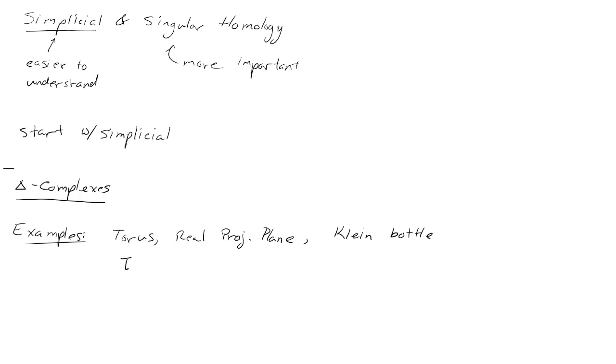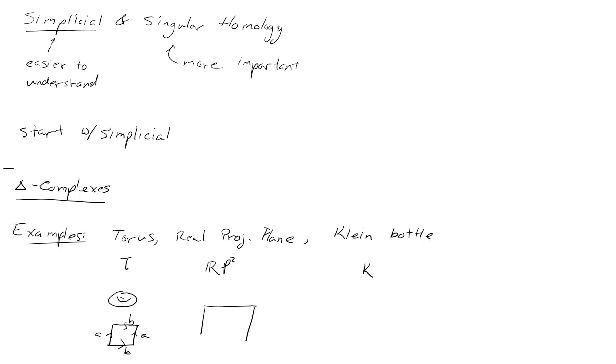So the torus is normally denoted as T, the real projective plane as RP2, and the Klein bottle as K. Now the torus is something we already know. That's just a big donut. But we can represent the torus, real projective plane, and the Klein bottle as a diagram on a square or a rectangle. So by associating the two ends with each other going in the same direction, both the same way, we get the torus.